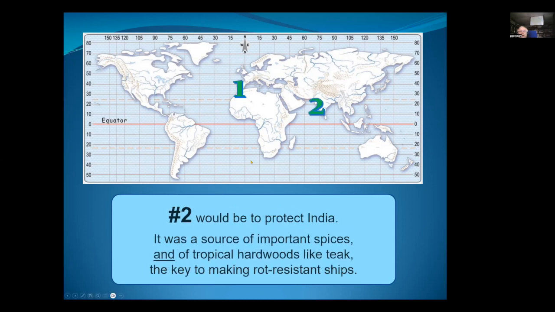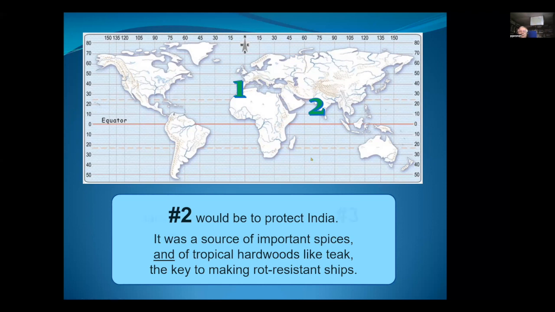Number two priority would be to protect India. Now, India was a source of spices, but even more important, India was a source of tropical hardwoods like teak that were essential to make British ships rot resistant. And Britain had already started building a part of theirs. They were beginning to globalize their supply chain for shipbuilding, and they were building the hulls in India.